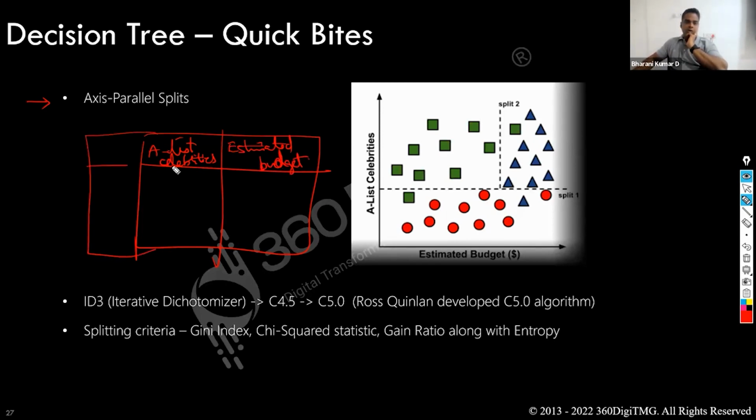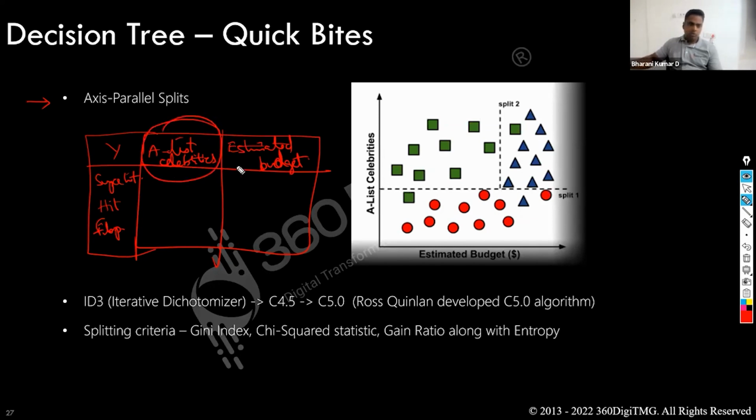And then you want to come up with an output, whether it's a super hit movie or just a hit movie or a flop movie. In that way, you want the information. So you have three classes. Red is one class, green is one class, and blue is another class, assume, right? These three classes. So what will happen is, to split the data, it will only be able to come up with the axis parallel splits.